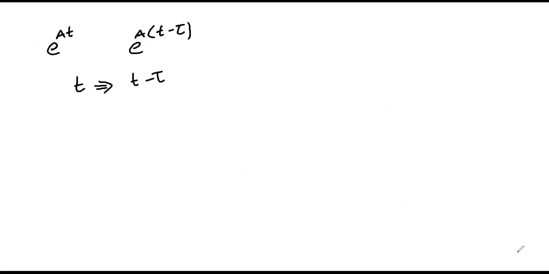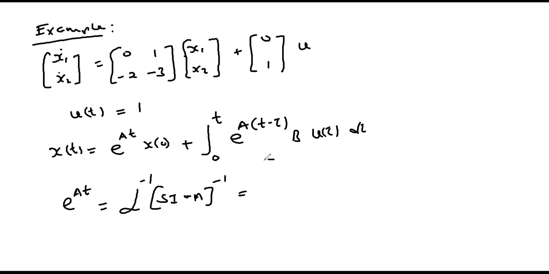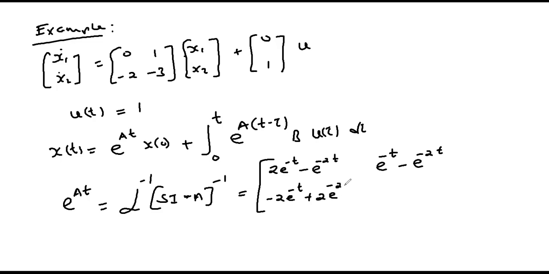If we proceed and adopt that, then our exponential At is given by, so it was given by 2 exponential negative t minus exponential negative 2t, then exponential minus t minus exponential negative 2t, then this was minus 2 exponential minus t plus 2 exponential minus 2t. Lastly, we had this as negative exponential negative t plus 2 exponential minus 2t.